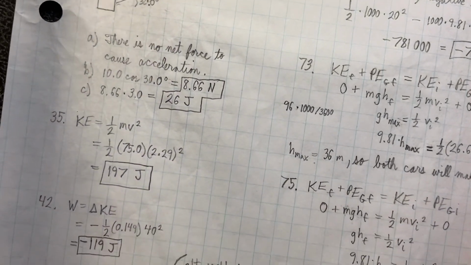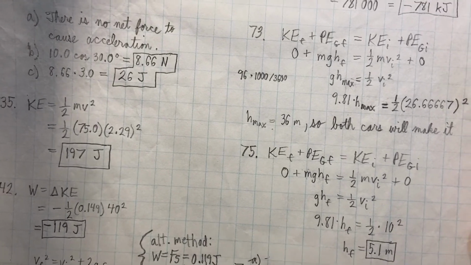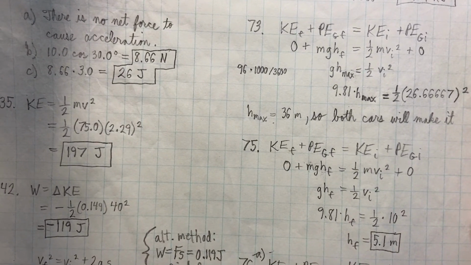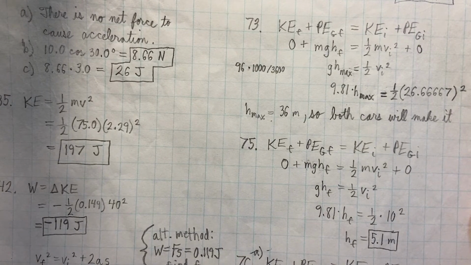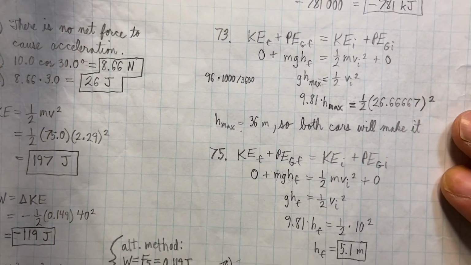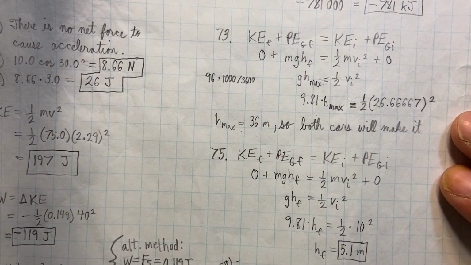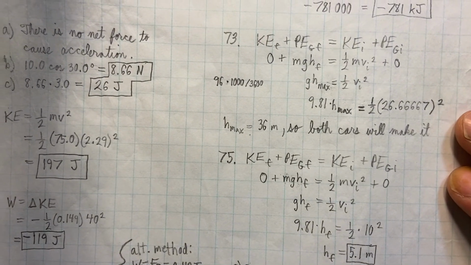Okay, number 76. Again, this is a conservation of energy problem. And it says a kid in a wagon is traveling 10 meters per second just as she reaches the bottom of a hill and begins to climb a second hill. How high up will she get before the wagon stops, assuming negligible friction losses?